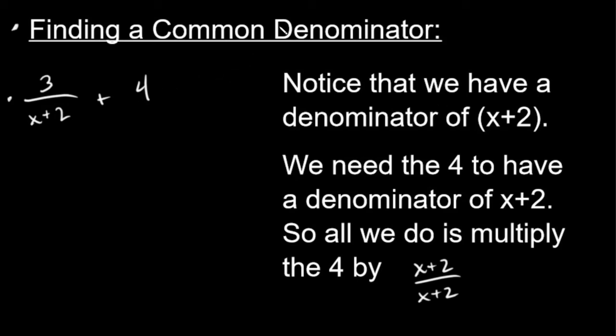They're for yourself. Notice that we have a denominator of x plus 2, right? That's right here. Easy to see. In order to add these things together, like I was talking about, the same category, this 4 is not currently in the same category as this, so we cannot combine them. So we need to make them in the same category. And how we do that is by multiplying by a form of 1. Because that is what you do to manipulate single terms.